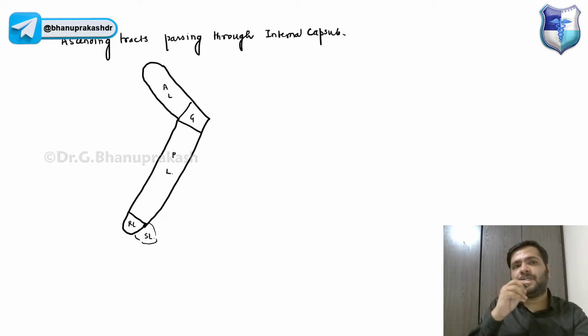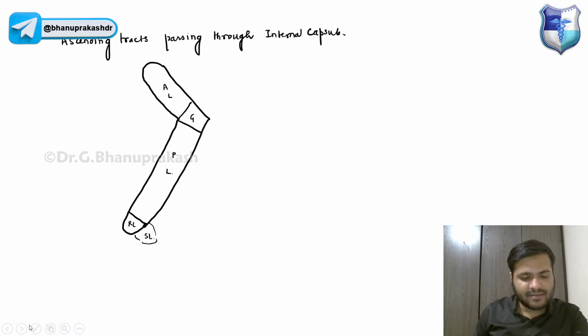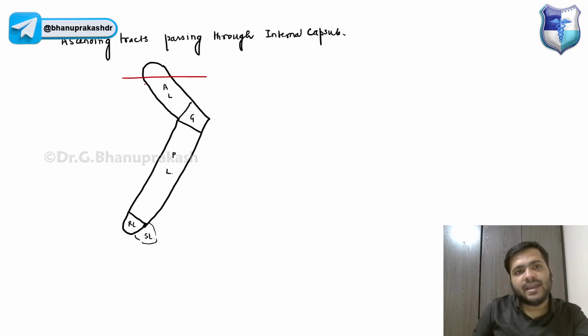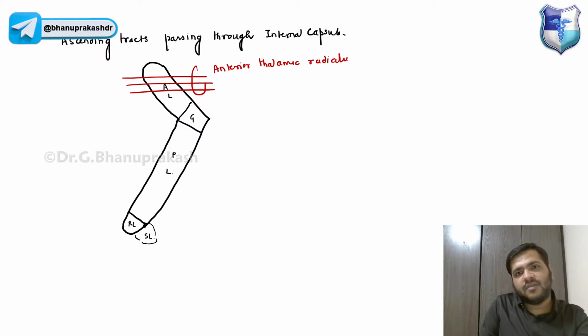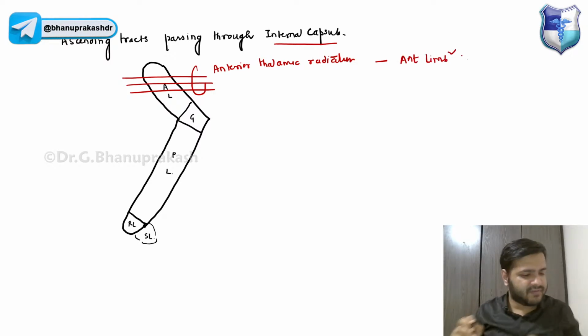Now, guys, you already know the anterior thalamic radiations, the very first one we have discussed. They will be passing through the anterior limb only. So these fibers pass from the anterior limb only. These are the anterior thalamic radiations, passing through the anterior limb of the internal capsule.